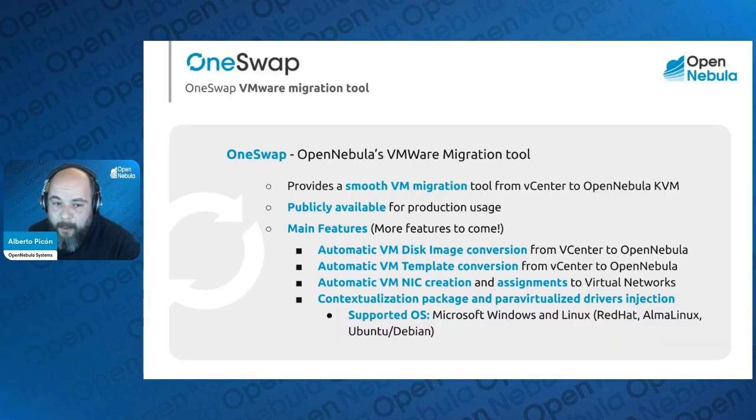let's move on. What's OneSwap? OneSwap is an open source migration tool that was developed fully in OpenNebula, and it's based on the V2V framework. It's a tool that we use internally to migrate VMs from vCenter to OpenNebula. As you know, OpenNebula has a long history supporting VMware, interfacing with vCenter and VMware. So we developed this tool to set up this migration, and it is publicly available. I will show from where you can download it and how to install it.